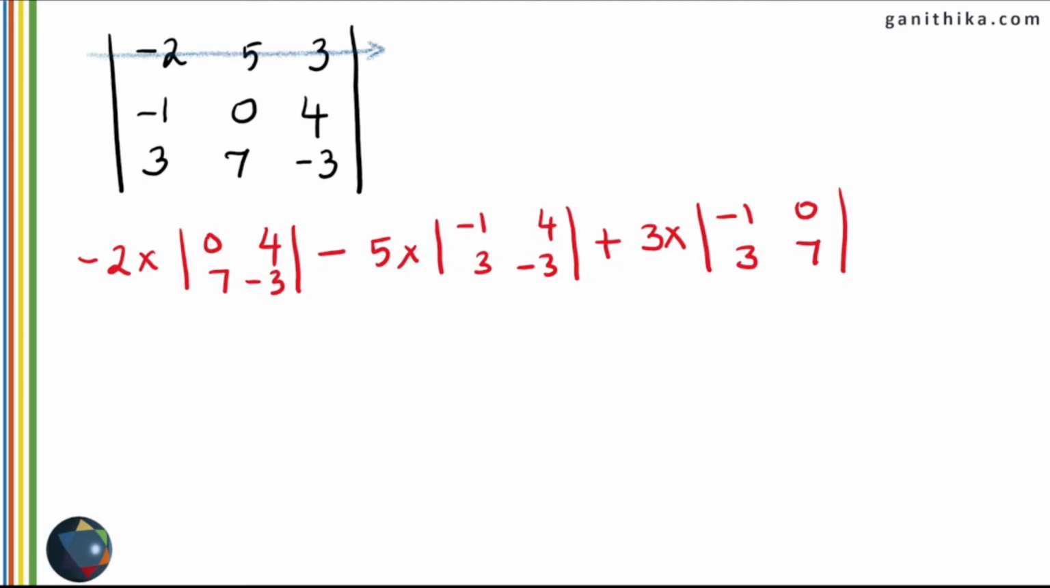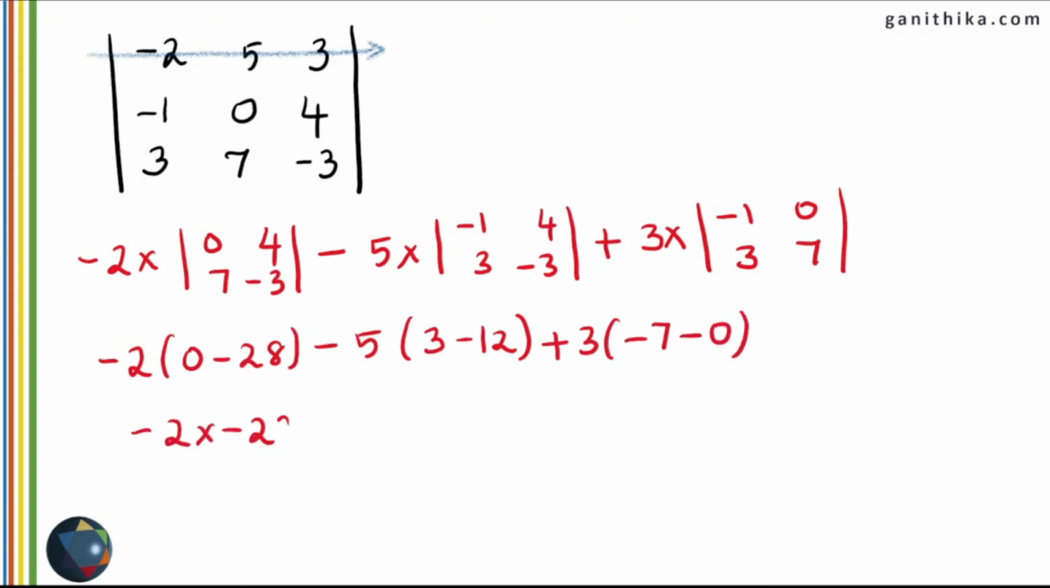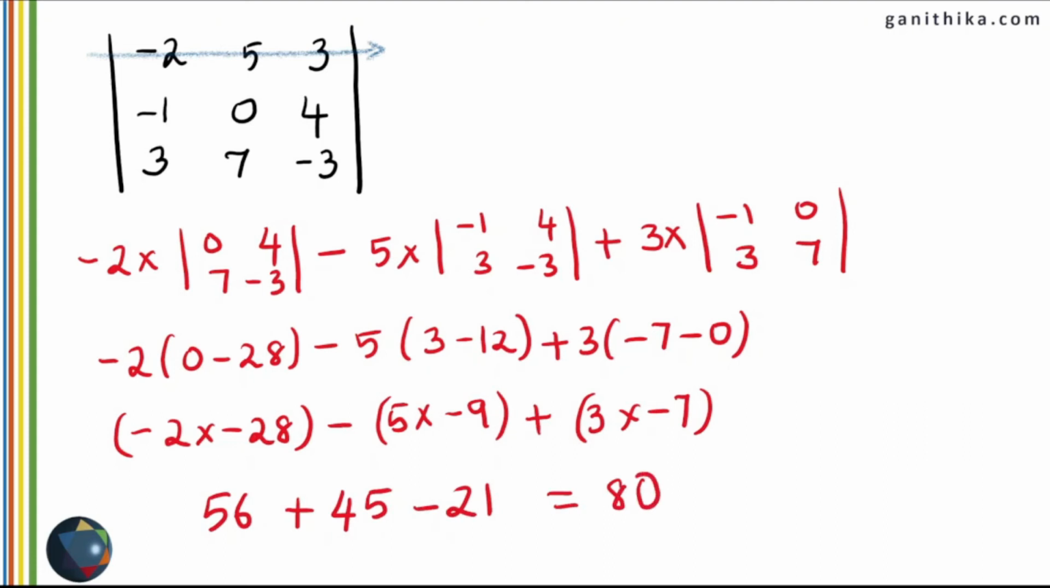Next is add. So you have to start with the left corner number, then subtract the next number and then add the third number, multiplying by the determinant after removing the row and column of 3. So minus 1, 0, 3, 7 will be the determinant to be multiplied with 3. Expanding the determinants and simplifying further, you will get the value of the determinant to be equal to 80. You can try this out now on your paper before moving on to the next example.